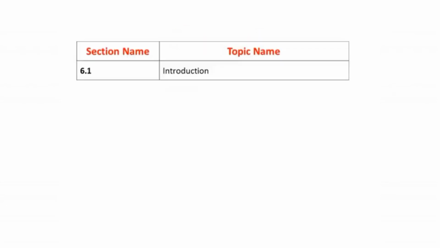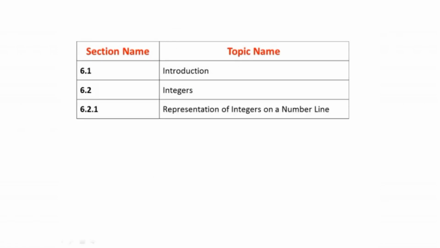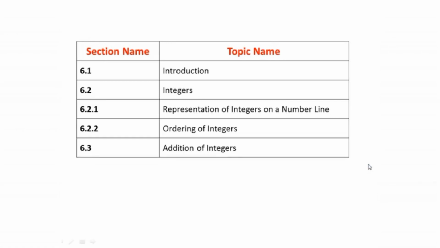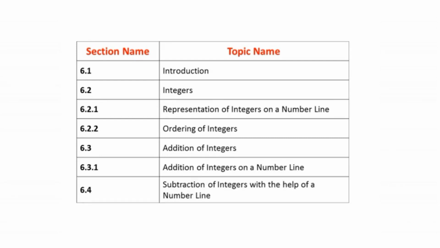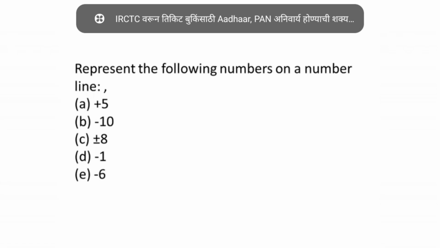Chapter 6, integers. In that you have already studied the introduction part, what we mean by integers, representation of integers on a number line, ordering of integers, addition of integers on a number line, and subtraction of integers with the help of a number line. These are the things you have already studied. Let's see some of the concepts here.